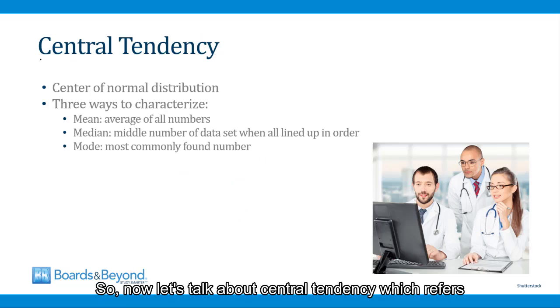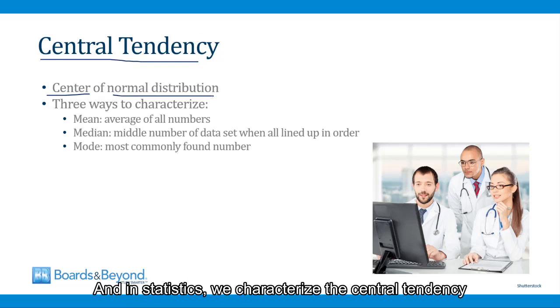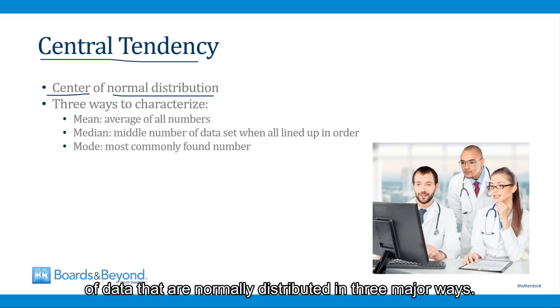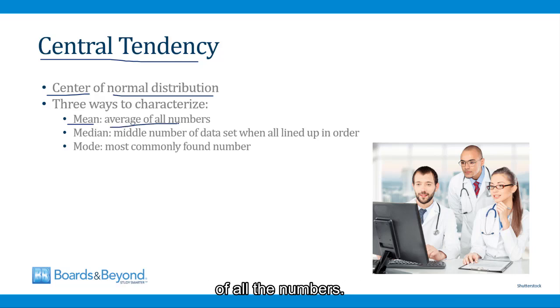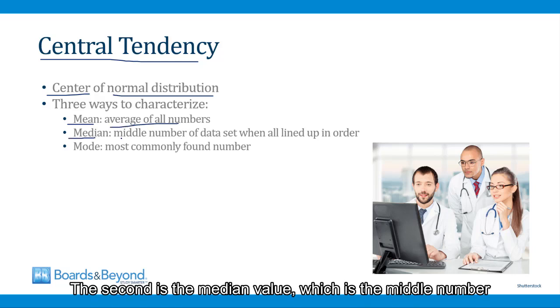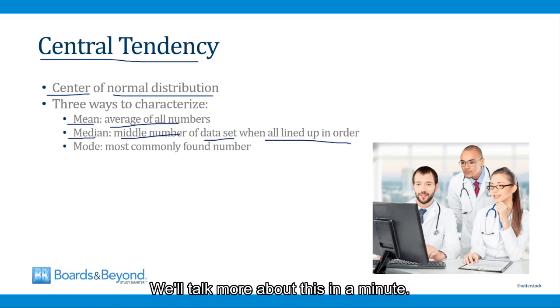So now let's talk about central tendency, which refers to the center of a normal distribution, like what we saw in the last slide. And in statistics, we characterize the central tendency of data that are normally distributed in three major ways. The first is by the mean value, which is the average of all the numbers. The second is the median value, which is the middle number of a data set when they're all lined up in order. We'll talk more about this in a minute. And the third way is by the mode, which is the most commonly found number.